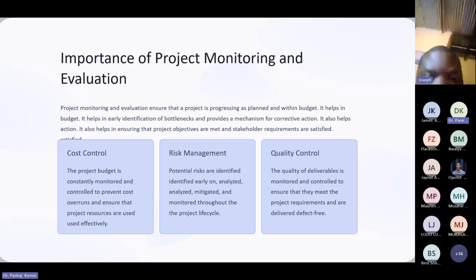So project monitoring and evaluation are critically important for a variety of reasons, both for the successful implementation of projects and for the organizations and stakeholders.